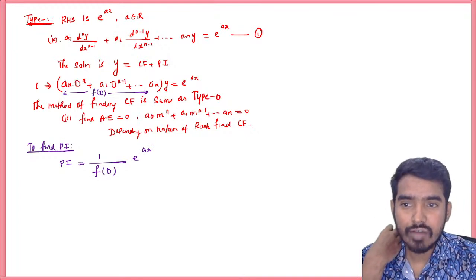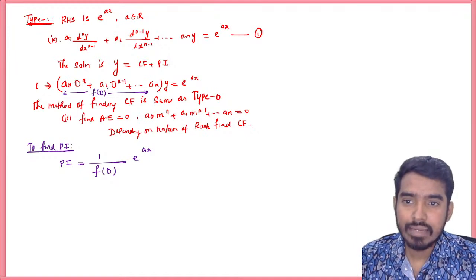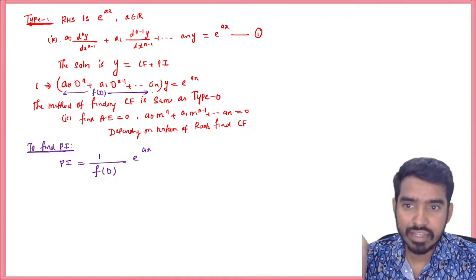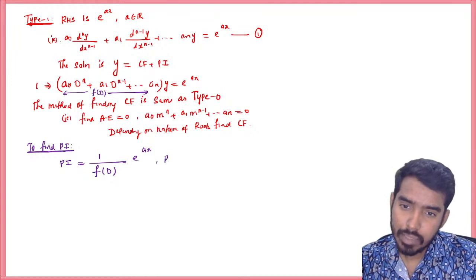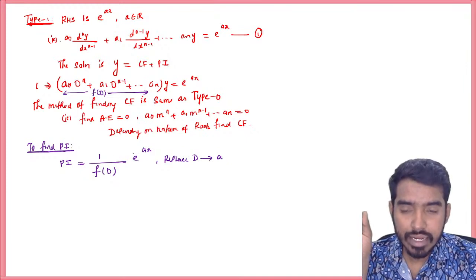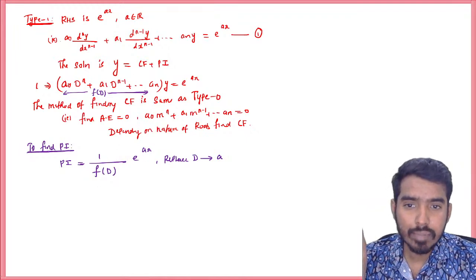What is f of D? f of D is this: a naught D power n plus a1 D power n minus 1 and so on up to an, of y is equal to e power ax. This is our f of D. After writing this, you have to replace D by a. Is it clear? So you just write 1 divided by the given f of D into e power ax.